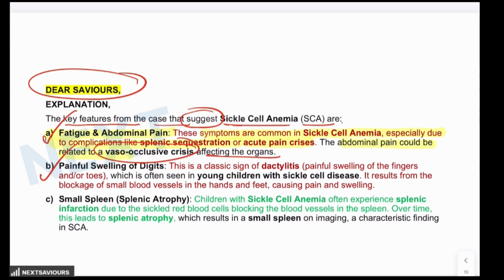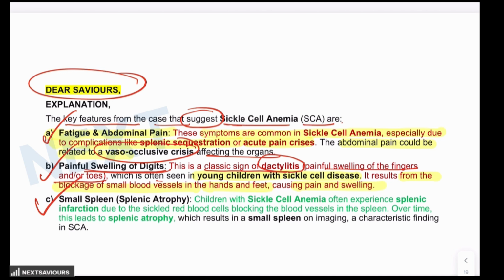Now, why is there a painful swelling of the digits? This is a classic sign of dactylitis, which is painful swelling of the fingers and/or toes, which is often seen in young children with sickle cell disease. It results from the blockage of small vessels in the hands and feet, which is causing pain and swelling. So that was provided to you in the question.